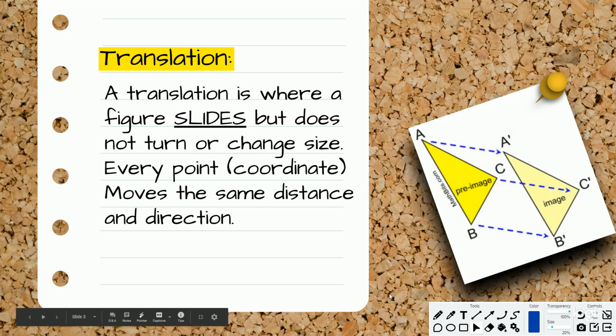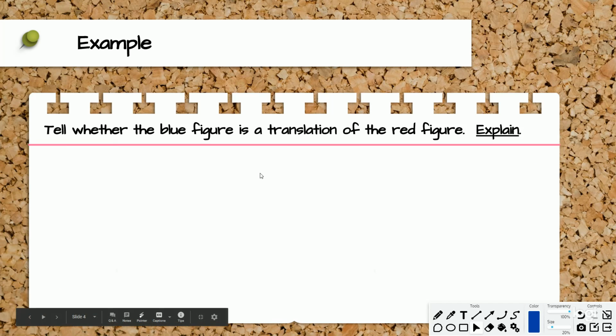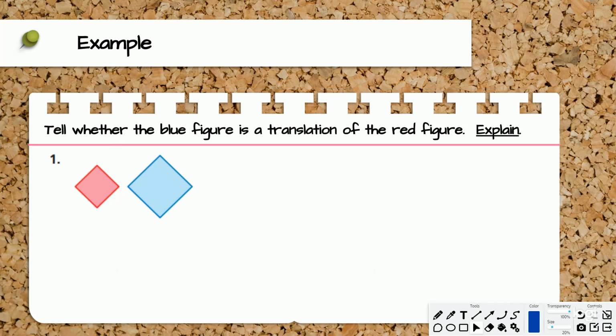All right, now we're going to go over a few examples. For the first example, we're going to be just trying to figure out if it is a translation based on a picture, and it's not going to be on a coordinate plane, and then we're going to explain why. So here's our first picture. We have a blue figure and a red figure, and we need to know if the blue figure is a translation of the red figure.